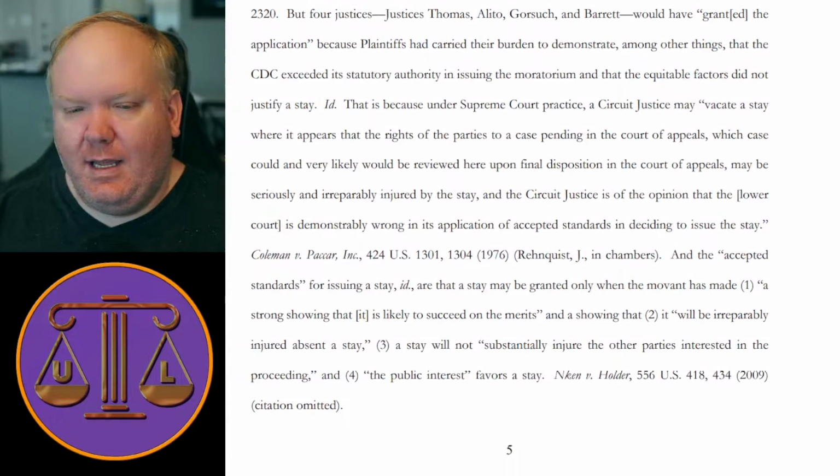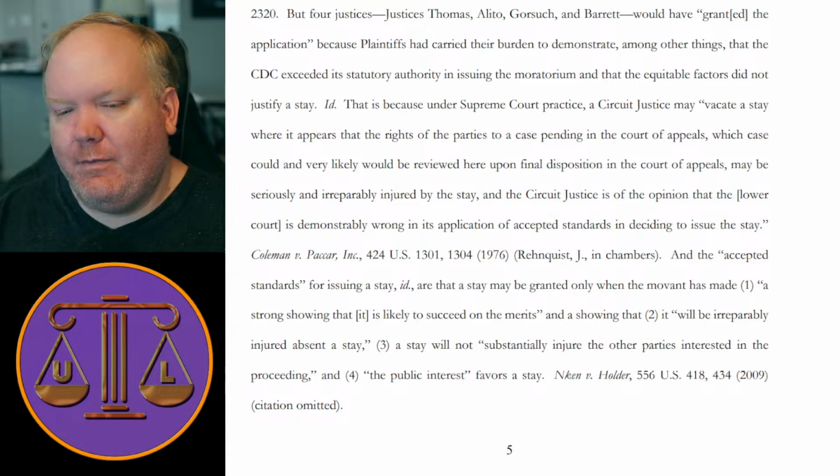And the accepted standards for issuing a stay are that a stay may be granted only when the movant has made a strong showing that it's likely to succeed on the merits, will not substantially injure the other party, and the public interest favors the stay. Yeah, this is the same four-part standard we see everywhere.